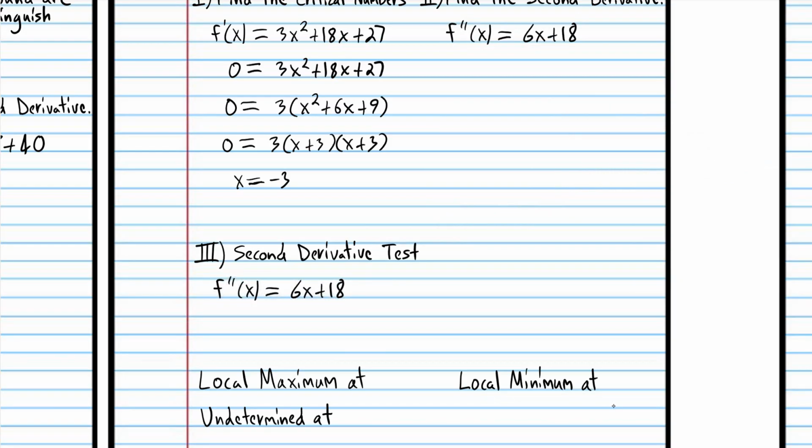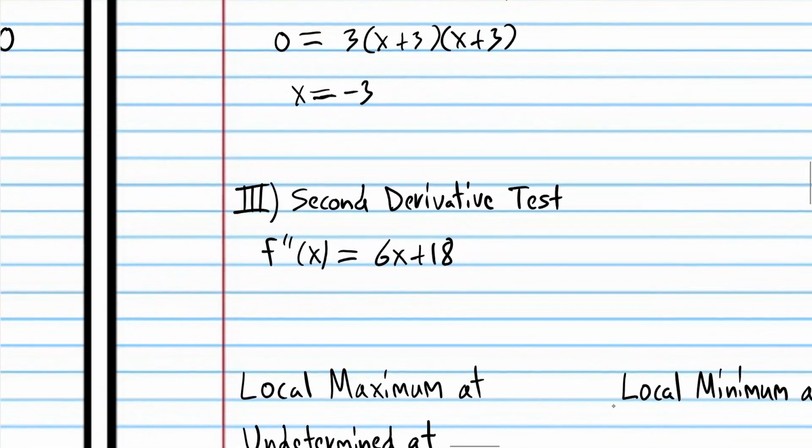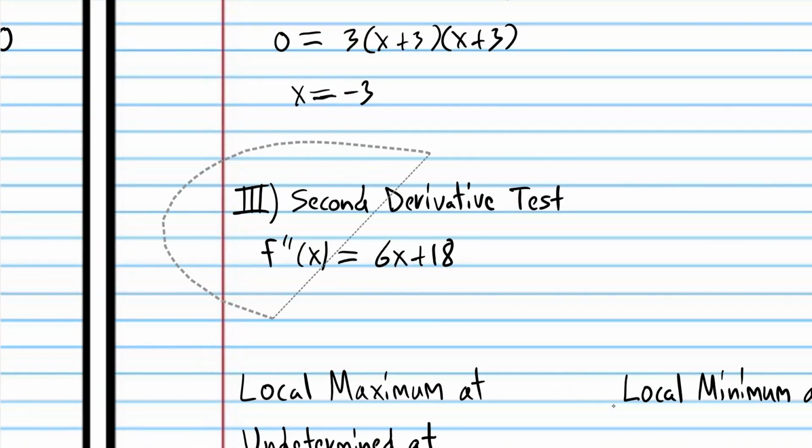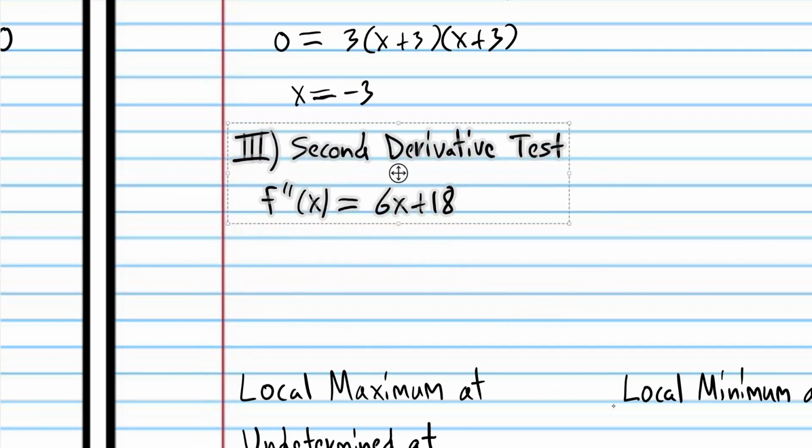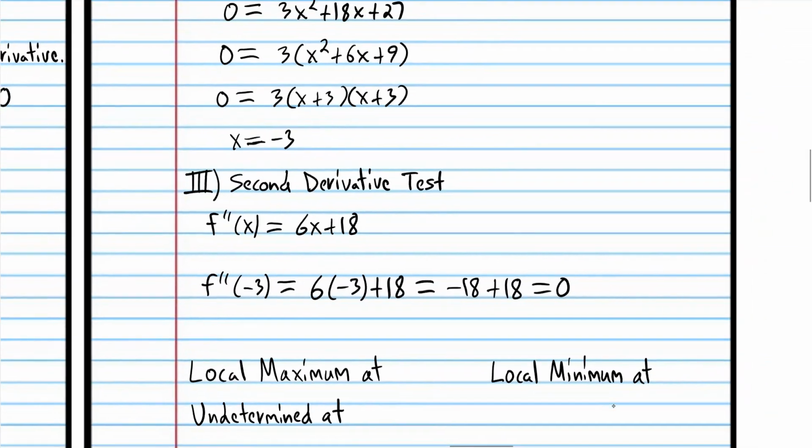Alright, so how does it work? Well, it's very, very easy. We just evaluate the second derivative at the critical number, plug it in, and we see what the sign is. So we get negative 18 plus 18, which is 0.